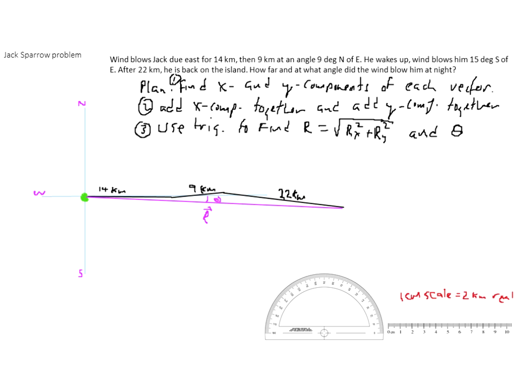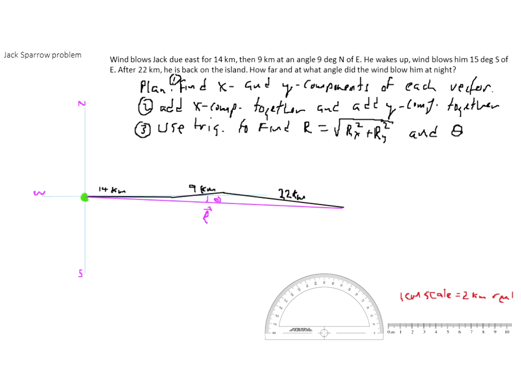Let's go to the next page here. I've got my notes. Oh, and let's go back, and let's just call this vector A. This is vector B, and this is vector C. So Rx equals AX plus BX plus CX.